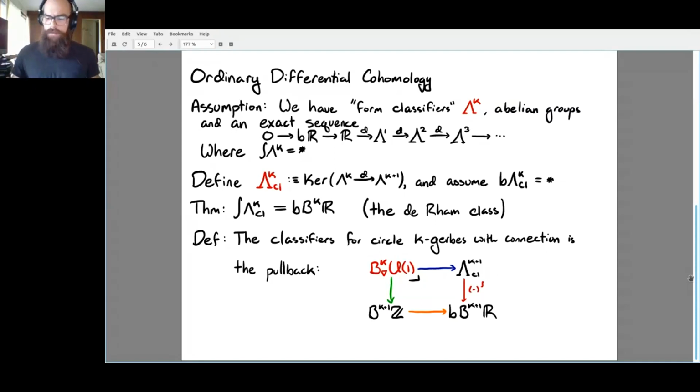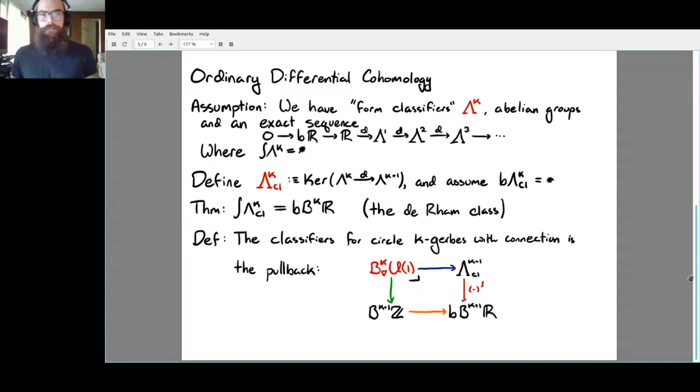And so now we can define the classifiers for circle K-gerbes with connection. We're going to define it by this pullback. We're going to equip integral cohomology data with differential form data. And so we make this defining pullback, and I've colored it according to how these things will appear in the modal fracture hexagon.